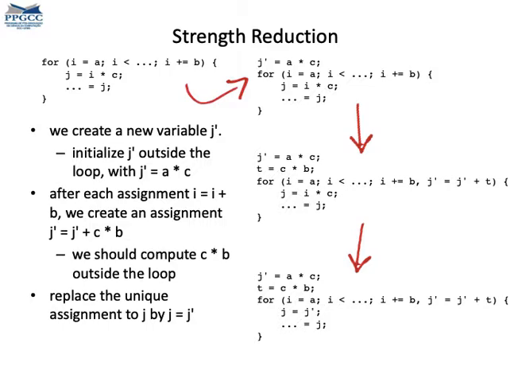In the top, we have the original program. We initialize the auxiliary j prime with a times c outside the loop. Then we create the product c times b here, also outside the loop. Then we add an instruction to increment j prime with this product, which we call t prime, for instance. Then we replace j with j prime, and we are done.